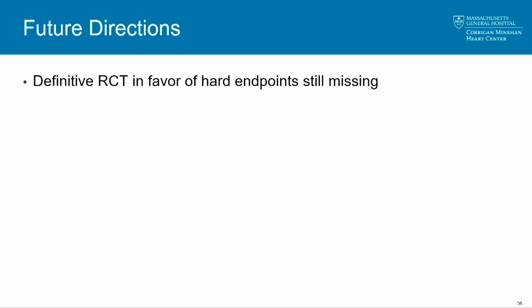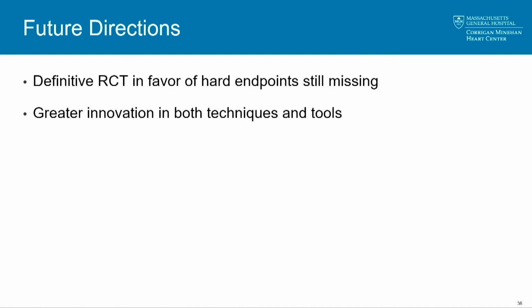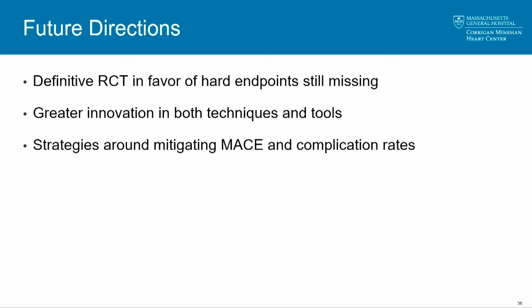What we need is definitive RCTs of hard endpoints. We still don't have that. ISCHEMIA-CTO and NOBLE-CTO are trials that are ongoing that hopefully will answer that. We obviously need continued innovation, both techniques and tools, to make the procedure safer, quicker, faster. We need to continue to figure out how to reduce MACE rates and complication rates, because we do know that CTO PCI is associated with worse outcomes, at least in the short term, compared to conventional angioplasty and PCI.